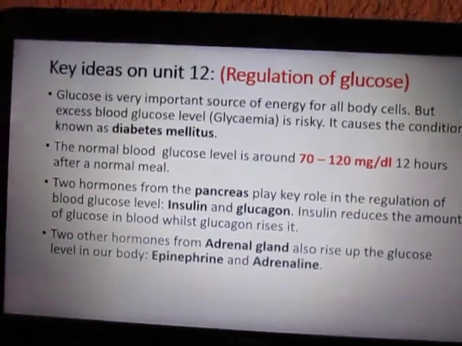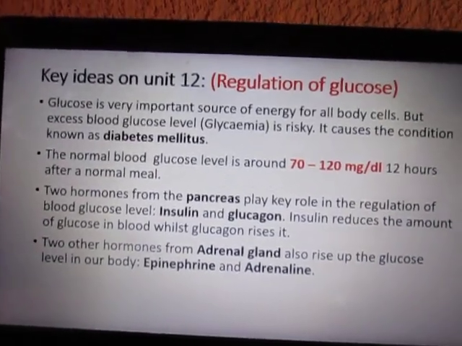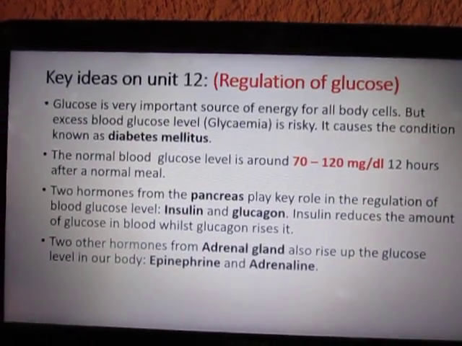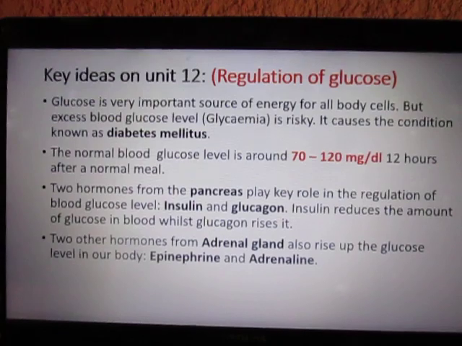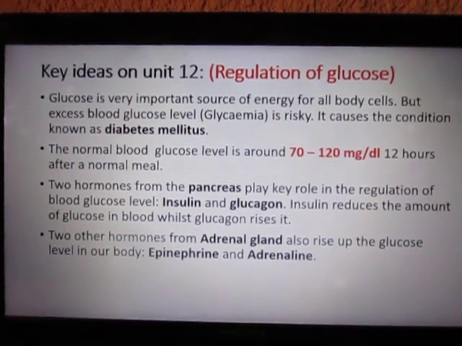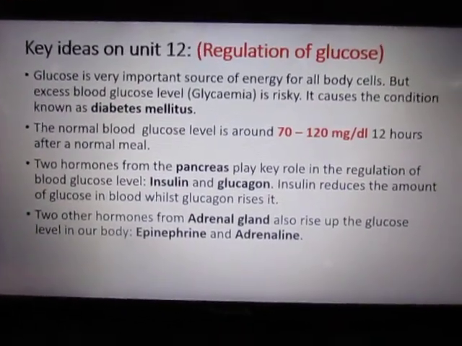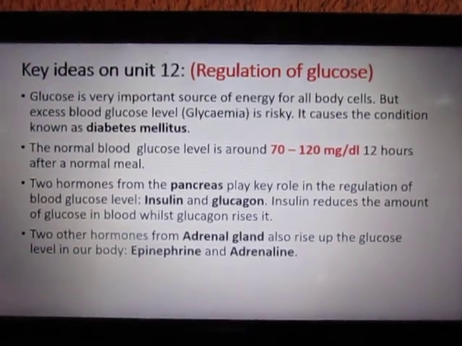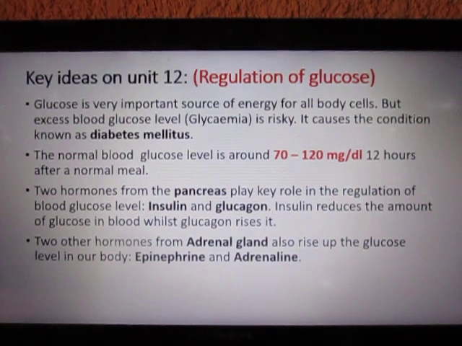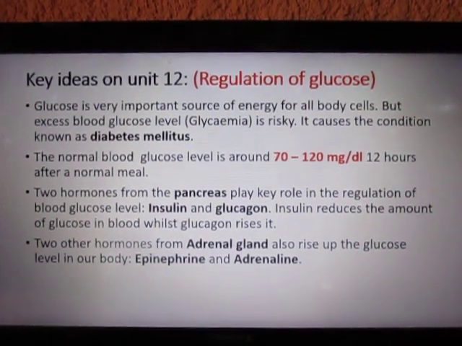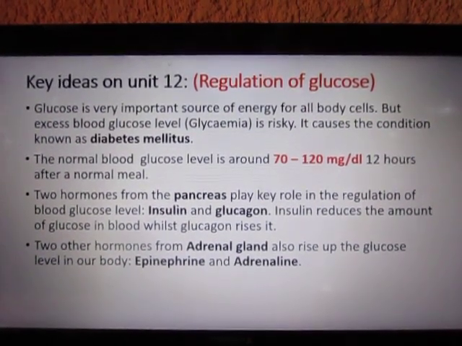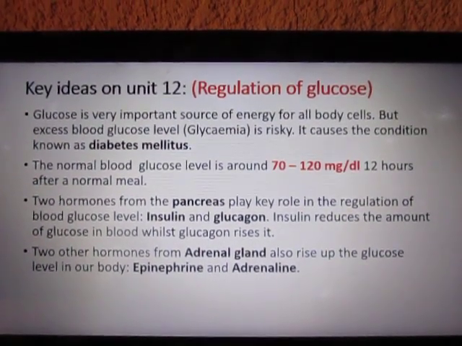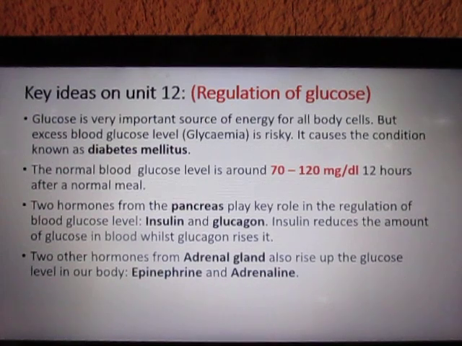So those were the key ideas about unit 11. Now let's speak about unit 12, which is all about regulation of glucose. You see, when I was speaking about unit 11, I spoke a lot about the regulation of glucose. And this unit is now focusing on it.